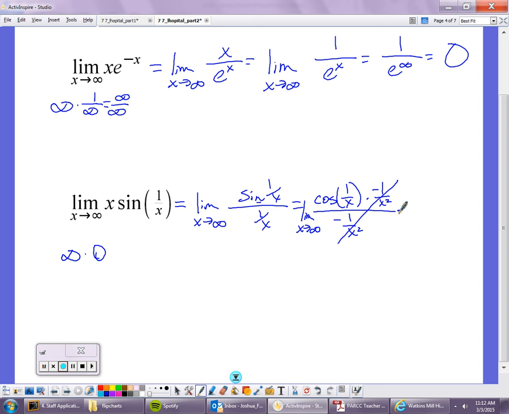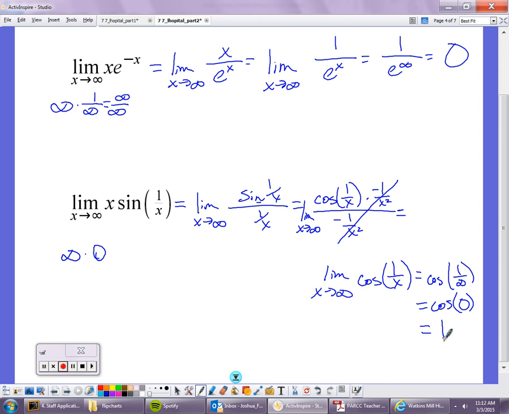These cancel out, so I end up with the limit as x goes to infinity of cosine 1 over x. And that's not a problem, right? Because with cosine I can use direct substitution. I get 1 over infinity, that's cosine 0. And cosine 0 equals 1.